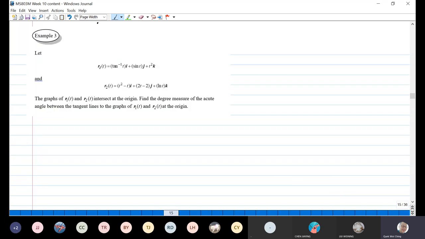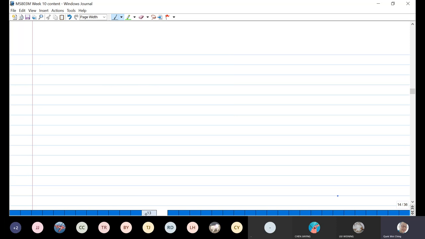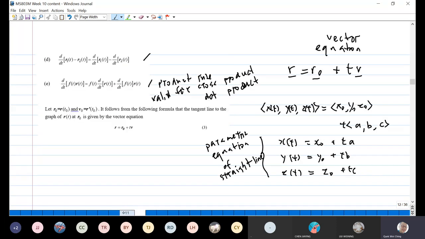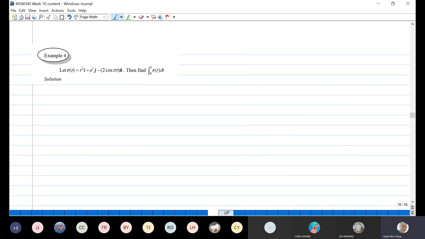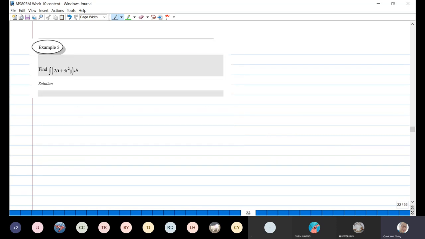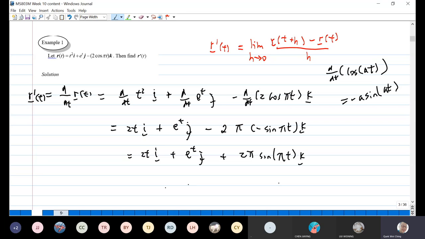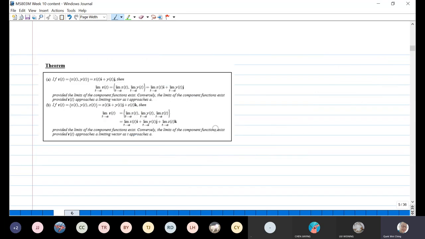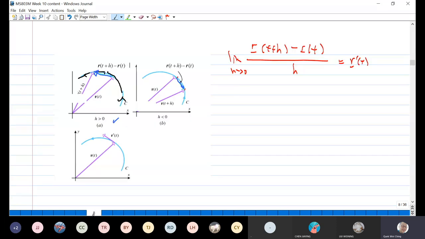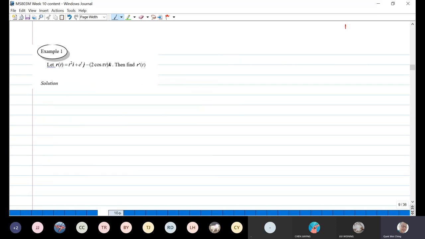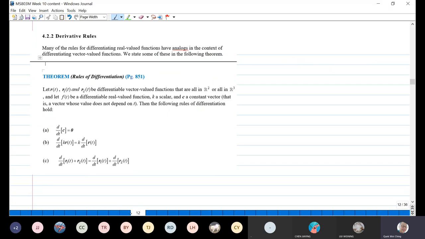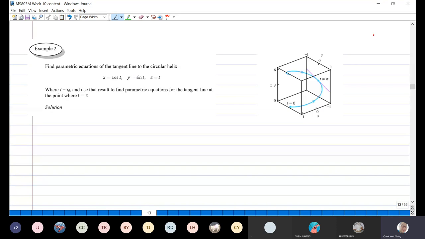Okay, hopefully this is all right. Example 2. I have example 3, where's my example 2? It is mixed up here. Where is my example 2? Okay, example 2 is missing already. Yeah, my example is here. Okay, example 2.